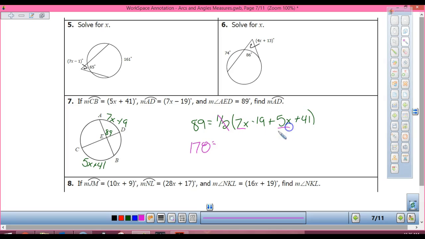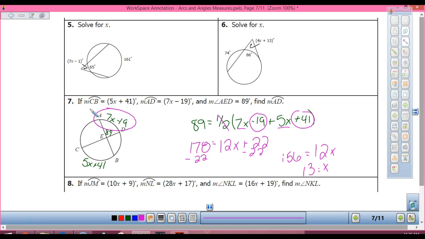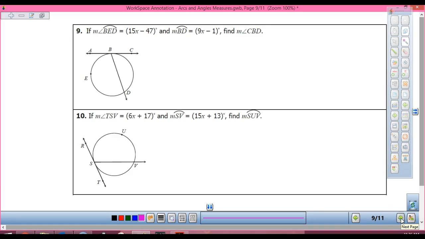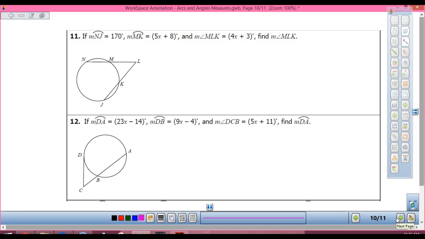equals, what do I have for x's? 12x plus 22. And so subtract your 22. 12x equals 156. So x is 13. And if I want AB, what do I have to do? I have to plug it in. Okay. This one we know how to do. This one I'm confident in. 10 I'm good on.